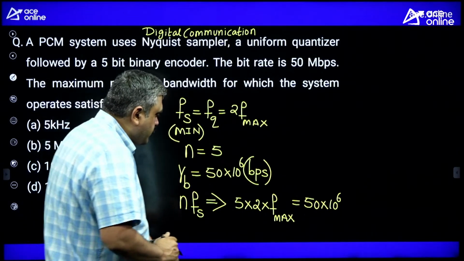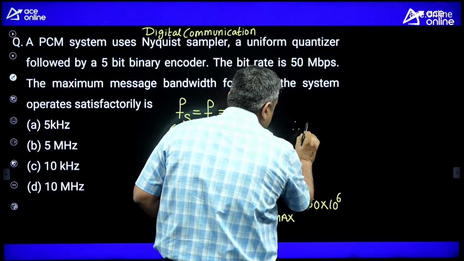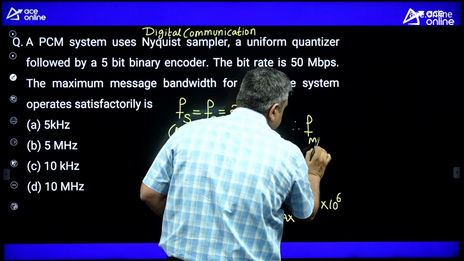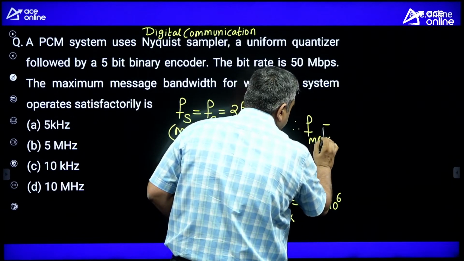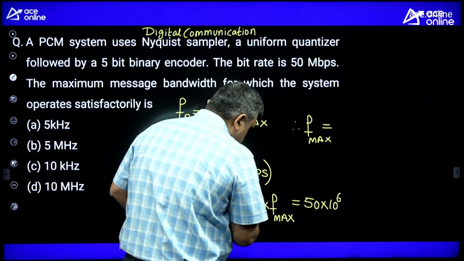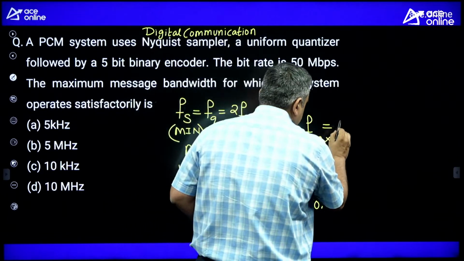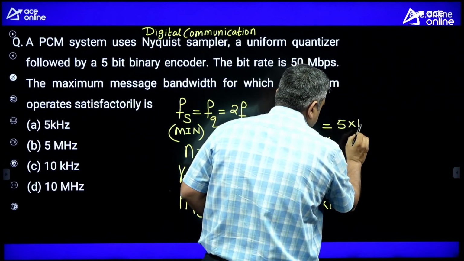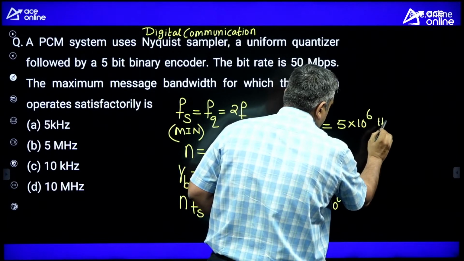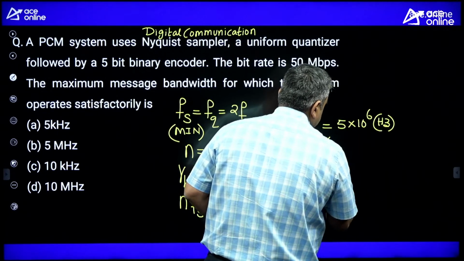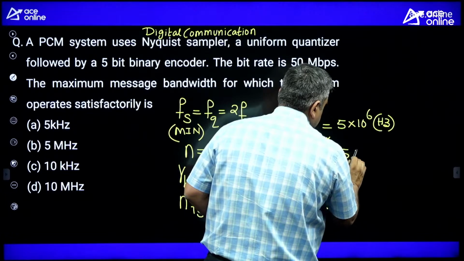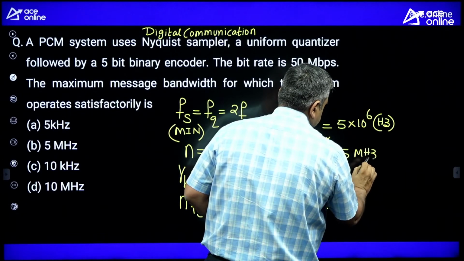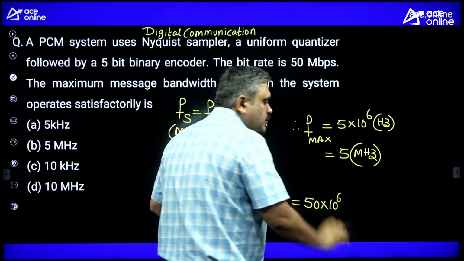So from here what you can calculate? You can calculate the maximum frequency of your message signal. What is the maximum frequency? This 10 goes here 5 times. So it will be 5 into 10 power 6 hertz, or you can also write it as 5 megahertz. Finish. Just getting the unknown quantity, that's all.